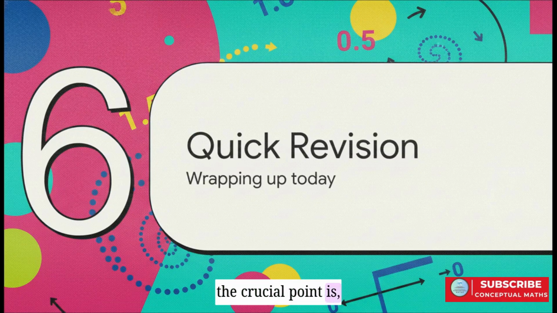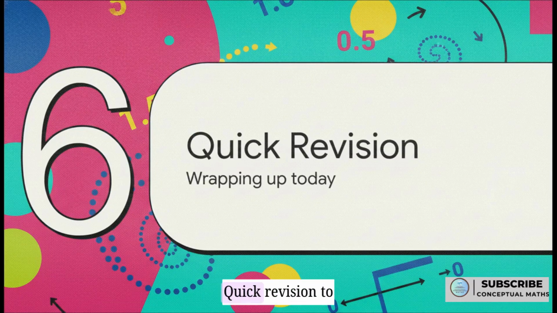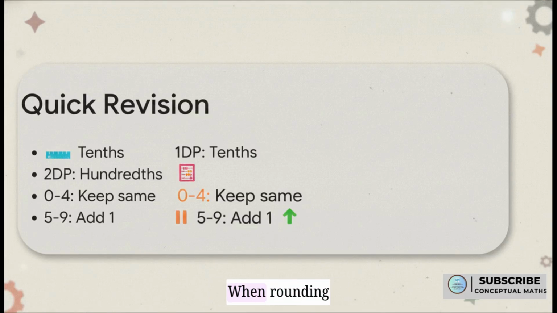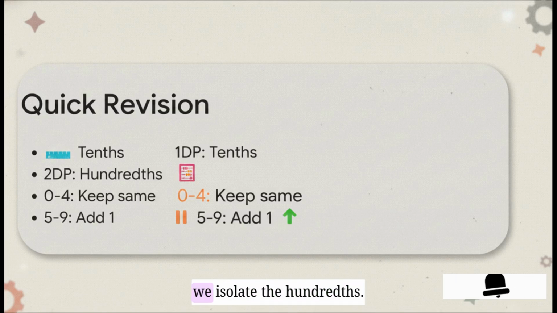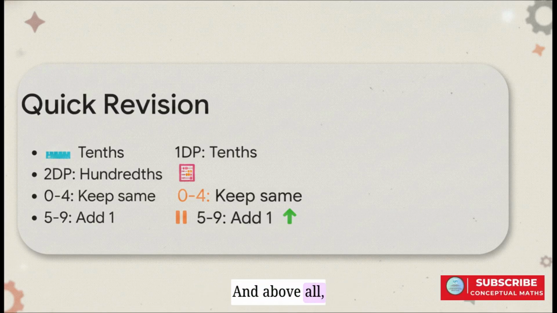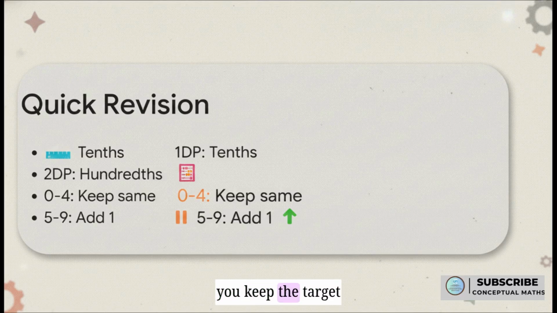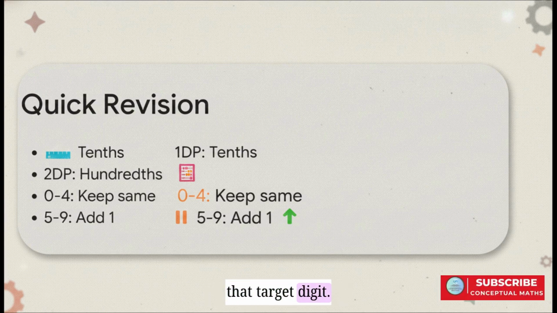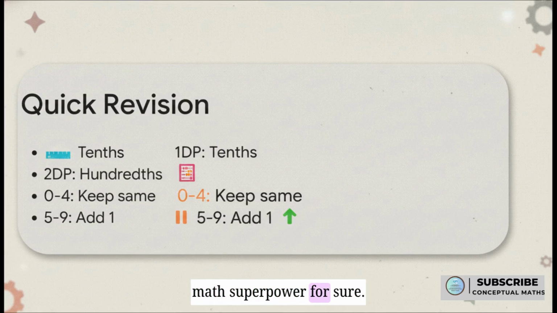So the crucial point is, well, let's run through section 6, quick revision, to wrap up everything we learned today. Here is your rapid review. When rounding to 1 decimal place, we isolate the tenths. When rounding to 2 decimal places, we isolate the hundredths. And above all, never ever forget the golden rule. 0 to 4, you keep the target digit exactly the same. 5 to 9, you increase that target digit by 1. Burn this into your memory and you'll have a permanent math superpower for sure.